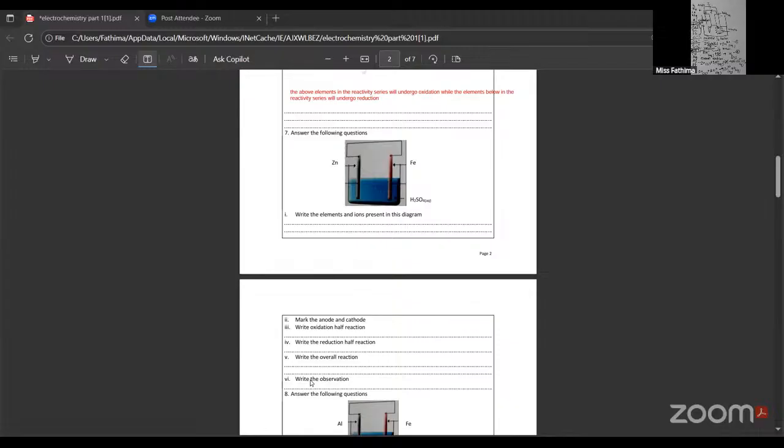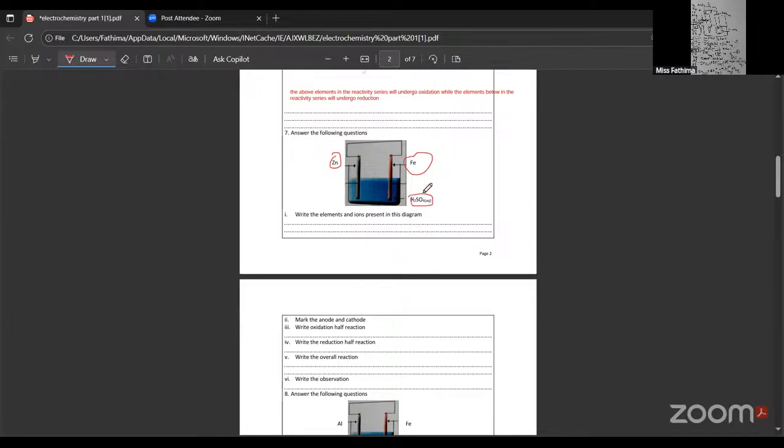So as I told you, write the elements and ions present in the diagram. First of all, before doing the question, you have to write the reactivity series on the corner of the paper. If you write the reactivity series here, then you have to mark. First of all, you have to write what are the ions. Zinc is an element. Iron is an element.